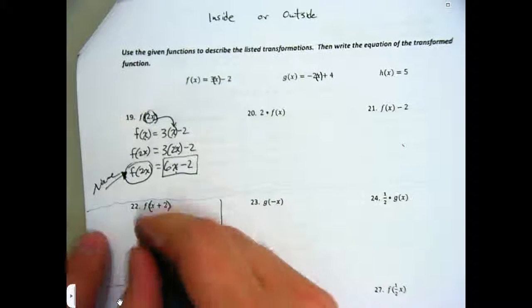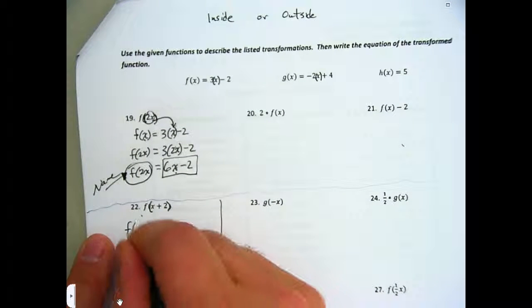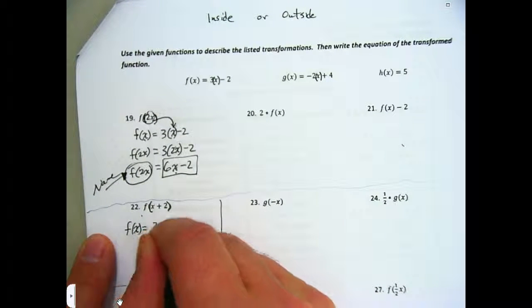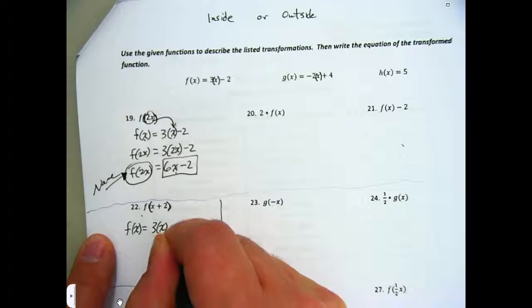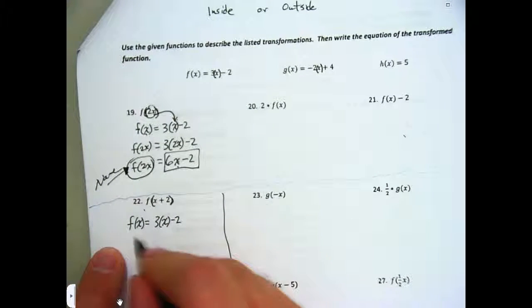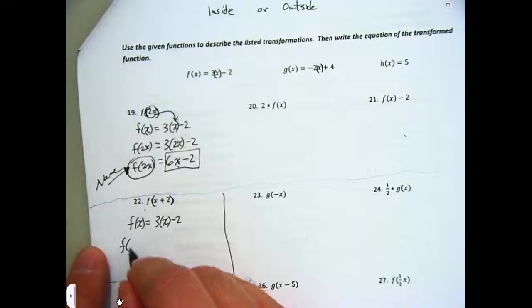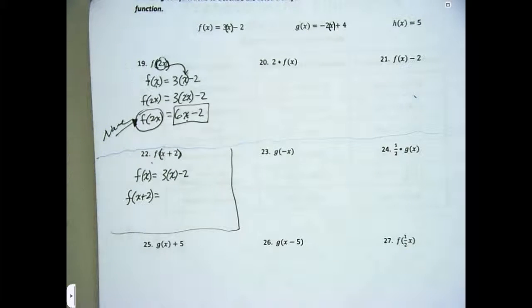I want you to write out, so we have f of x equals 3x minus 2. I want everyone to write out what f of x plus 2 is. Okay, show your neighbor what you got. Does it have laser pointer on it though?